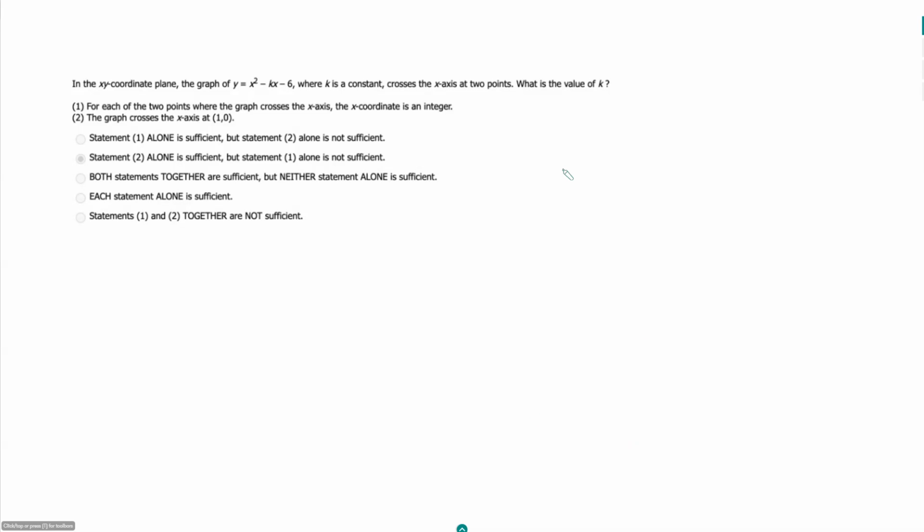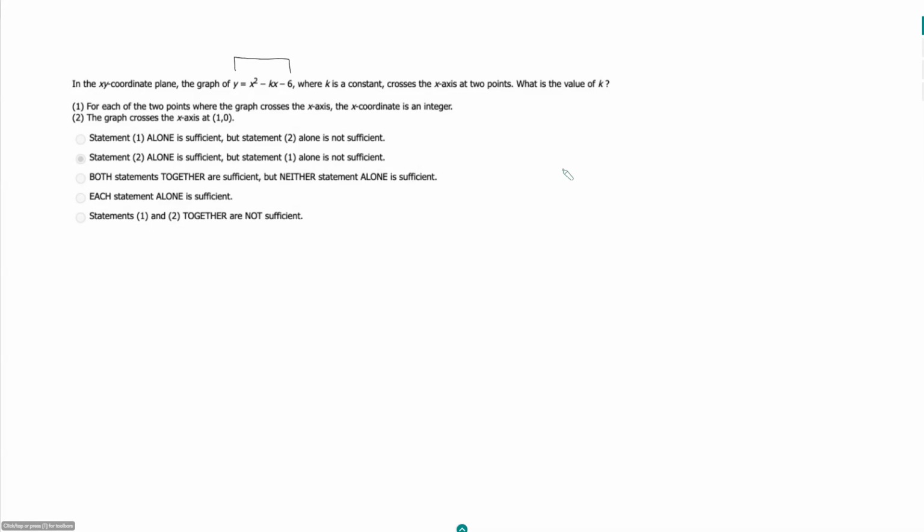In the xy coordinate plane, the graph of y is equal to x squared minus kx minus 6, where k is a constant, crosses the x-axis at 2 points. What is the value of k? So we have this equation here, which looks like a quadratic equation, except we don't know the value of this coefficient here, k.